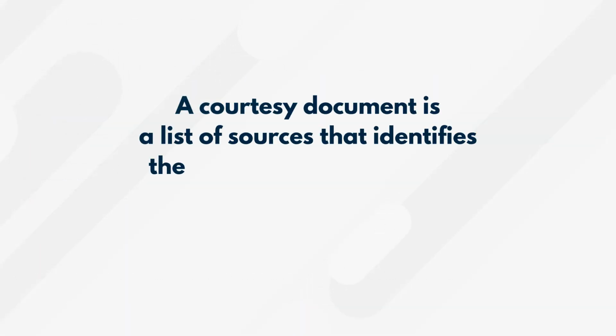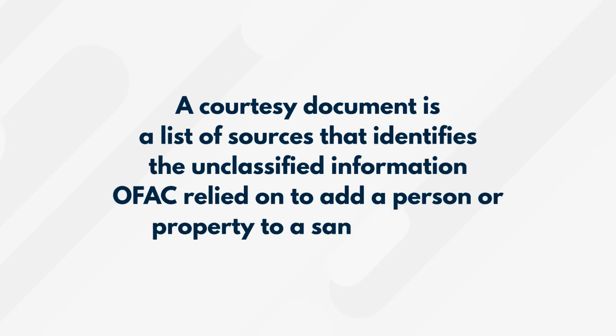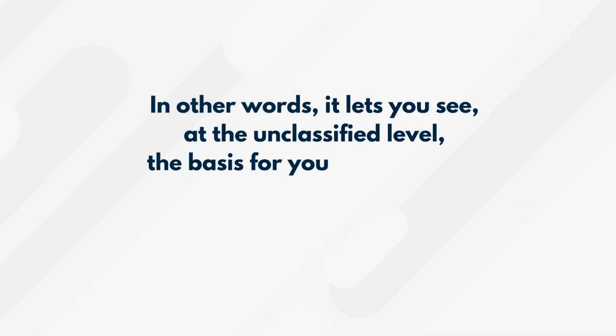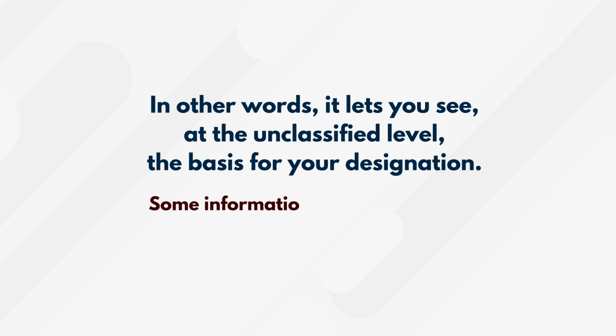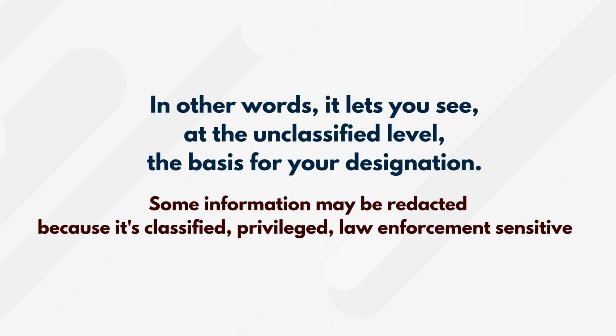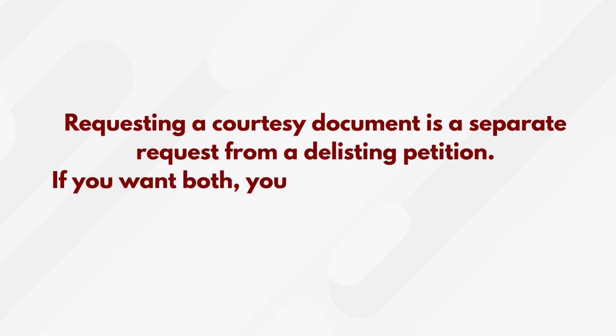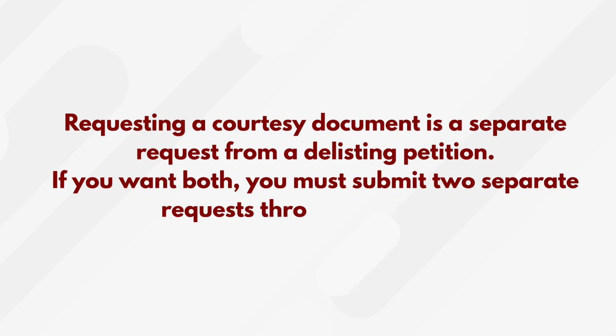A courtesy document is a list of sources that identifies the unclassified information OFAC relied on to add a person or property to a sanctions list. In other words, it lets you see, at the unclassified level, the basis for your designation. Some information may be redacted because it's classified, privileged, law enforcement sensitive, or otherwise protected. Requesting a courtesy document is a separate request from a delisting petition. And importantly, if you want both, you must submit 2 separate requests through the portal.